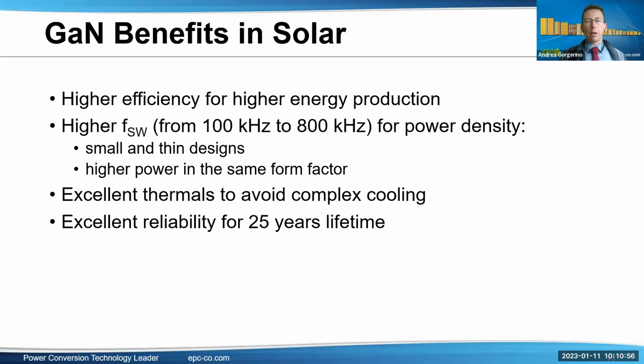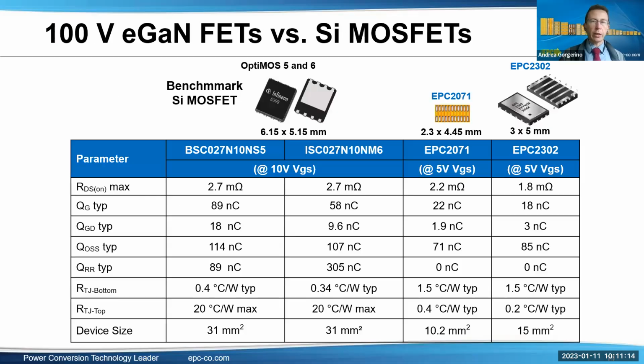GaN also brings excellent thermals, and this is really useful to avoid complex cooling to simplify the system itself. And we also bring excellent reliability. As I mentioned, 25 years is a typical requirement for solar systems. So we'll dive into all of these in a little more detail.